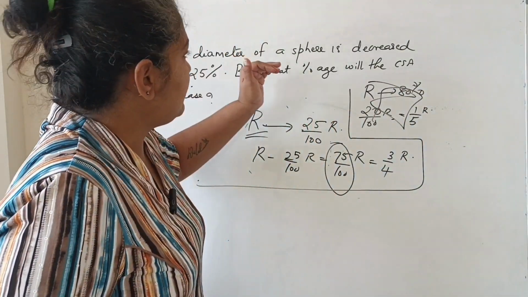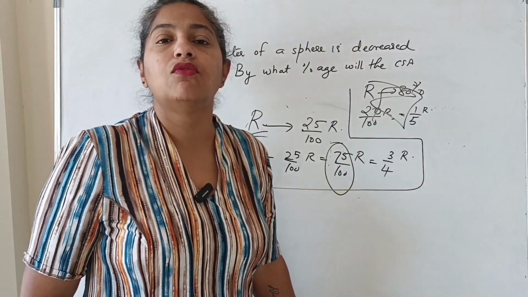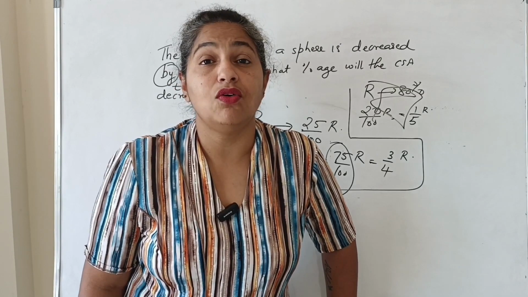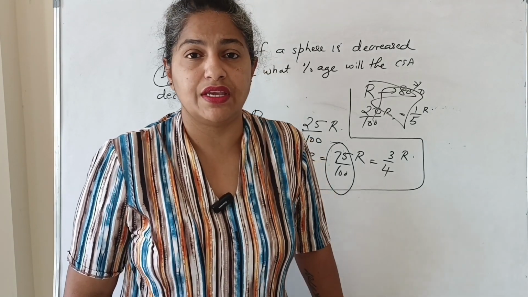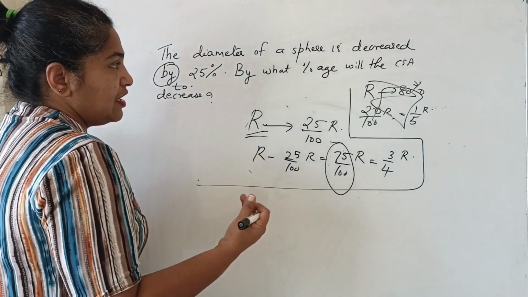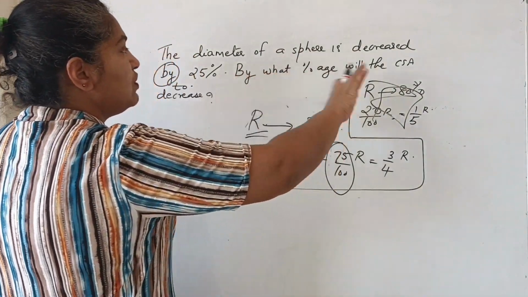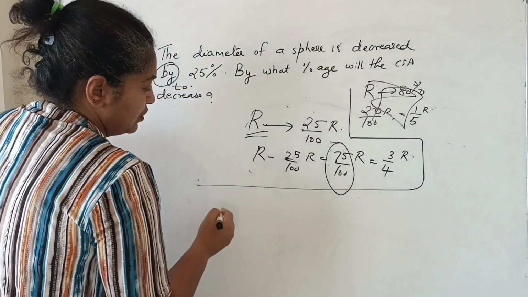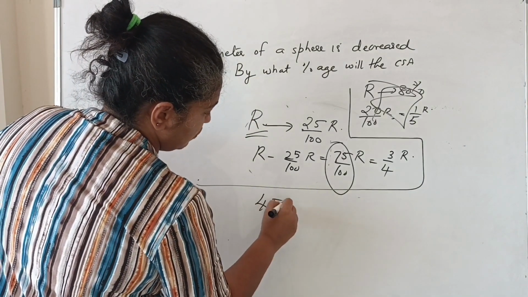Now, by what percentage will the CSA decrease? What you need to know is that they are not asking you to find the ratio between the original and the new areas. Okay. Suppose they had asked you, what is the ratio of the original CSA to the new CSA? What you need to do is that the original CSA was 4 pi R square.